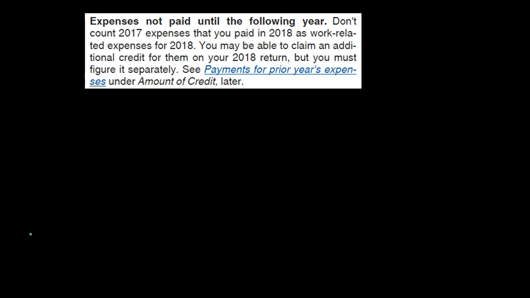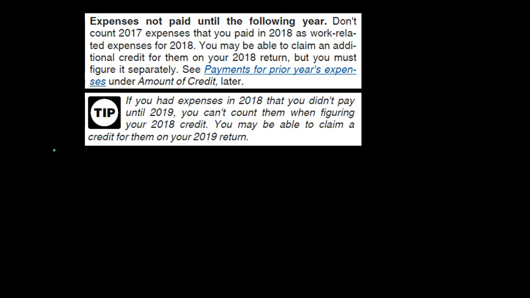Expenses not paid until the following year. Don't count 2017 expenses that you paid in 2018 as work-related expenses in 2018. You may be able to claim an additional credit for them on your 2018 return, but you must figure it separately. See payments for prior year's expenses under amount of credit later. So, tip: if you had expenses in 2018 that you didn't pay until 2019, you can't count them when figuring the 2018 credit. You may be able to claim a credit for them on your 2019 return.